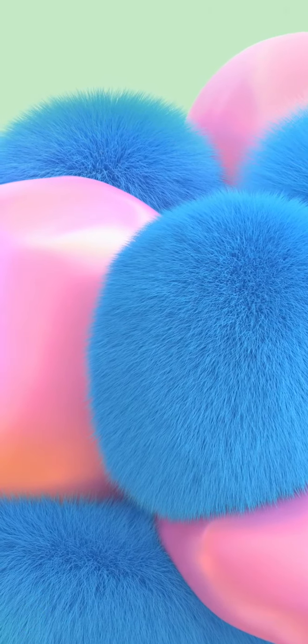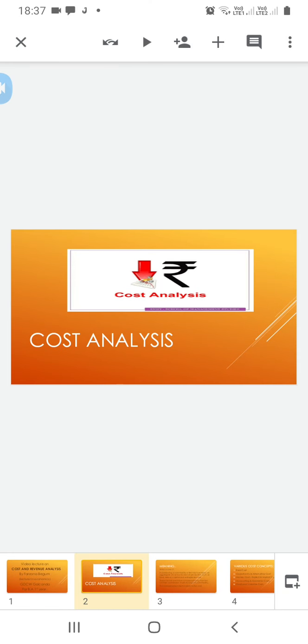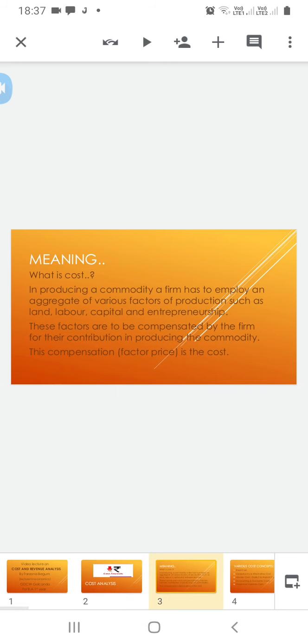The price of a commodity includes the cost of producing that commodity and also some profit to the entrepreneur. Cost analysis, given the production condition, deals with the behavior of cost. The production conditions include the size of output, scale of operation, prices of factors of production and other economic variables.